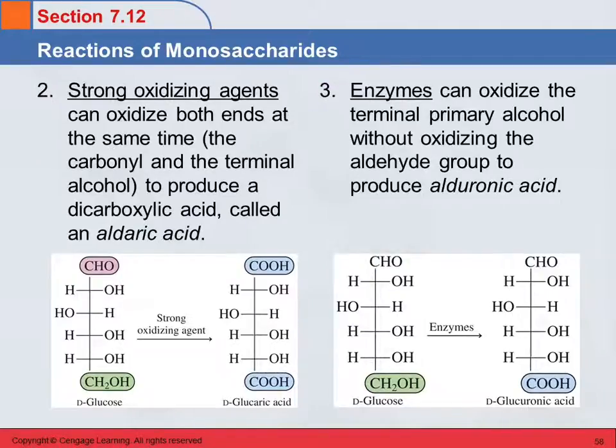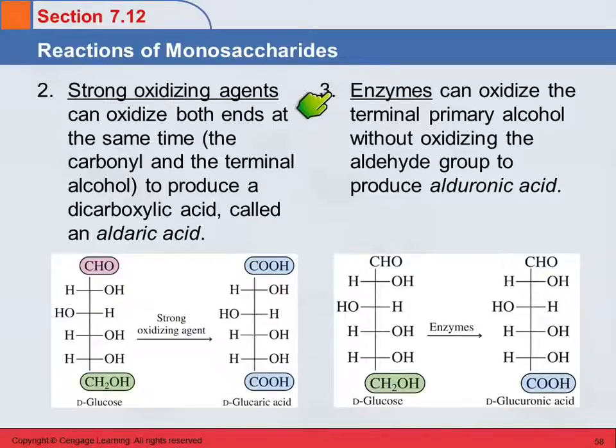The two other types of acids that can be formed: one is formed if you have a strong oxidizing agent. With a strong oxidizing agent, you end up oxidizing the aldehyde end, but also this primary alcohol end. This is a primary alcohol; this carbon is only attached to one other carbon. So you end up with a dicarboxylic acid. It oxidizes both ends. These are called aldaric acids, and so glucose becomes glucaric acid. So that's another type of oxidation that can occur.